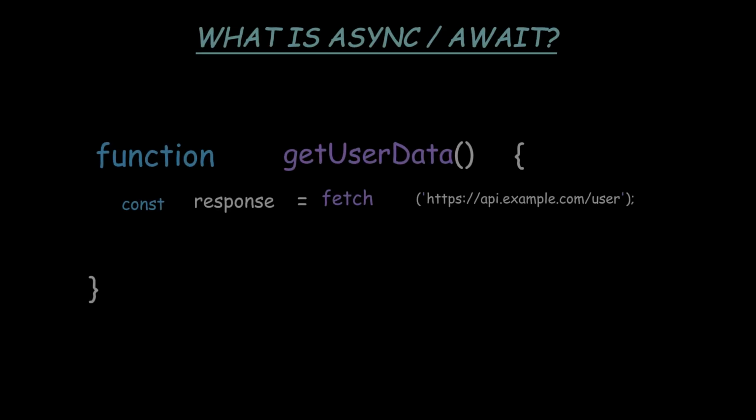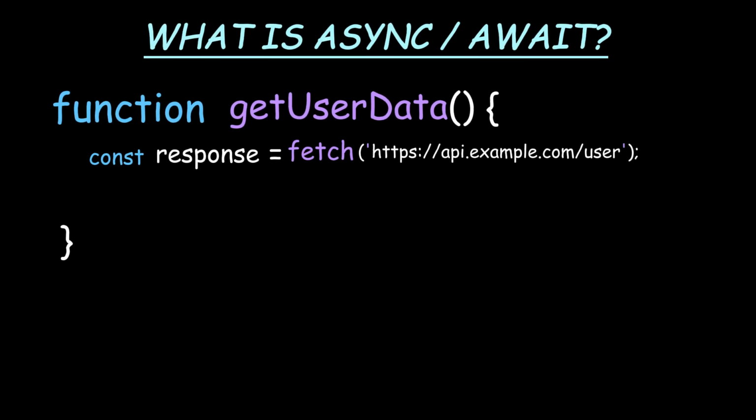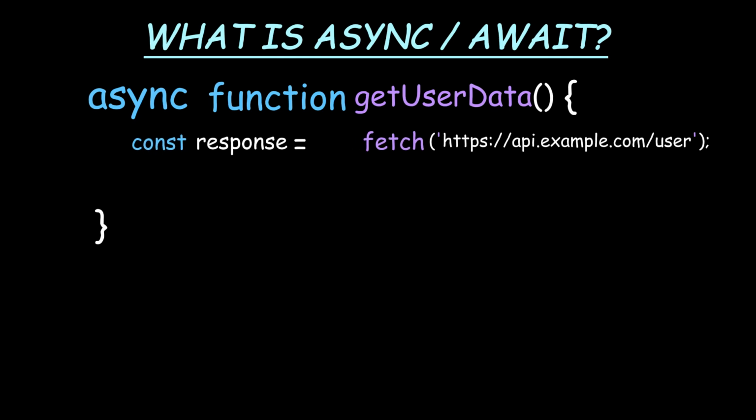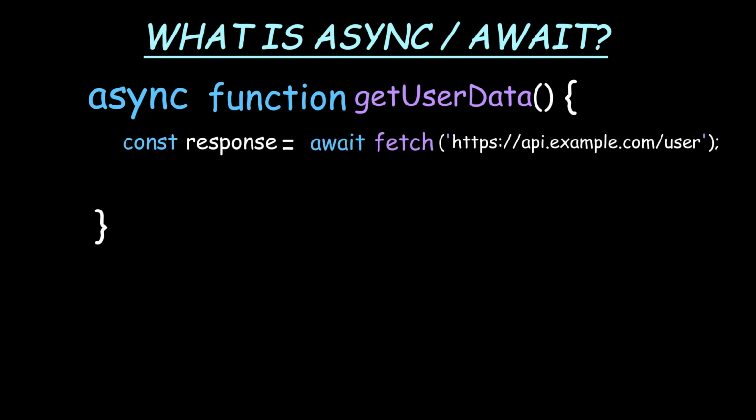These are modern features in JavaScript that let you write asynchronous code in a clean and readable way. So, what is async? When you add the async keyword before a function, you're telling JavaScript that this function will contain asynchronous code and will always return a promise. Inside an async function, you can use await.